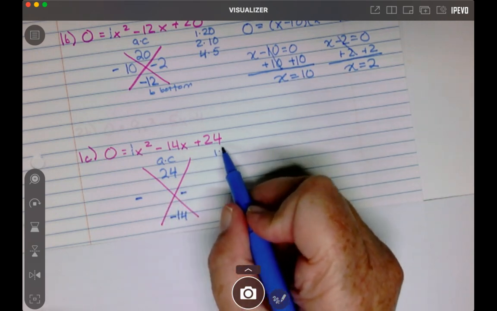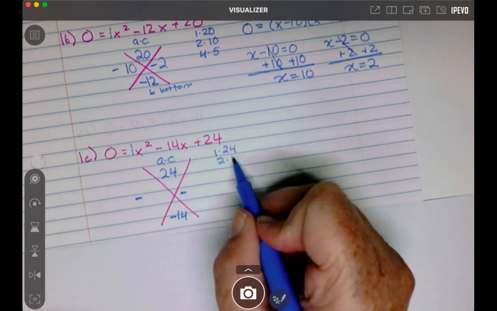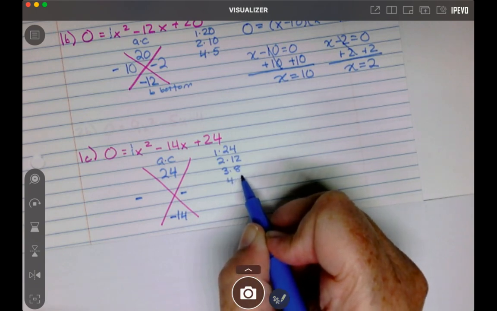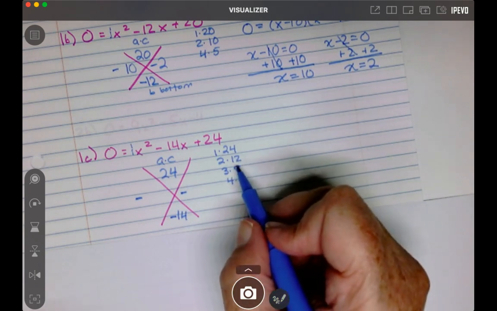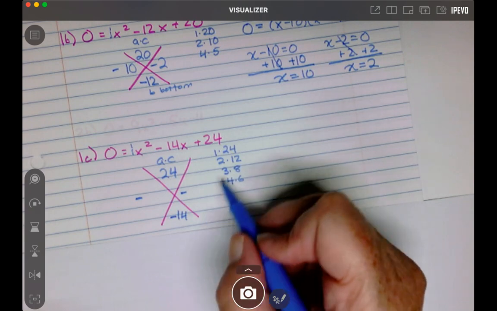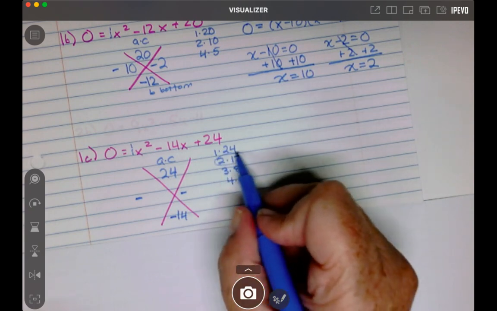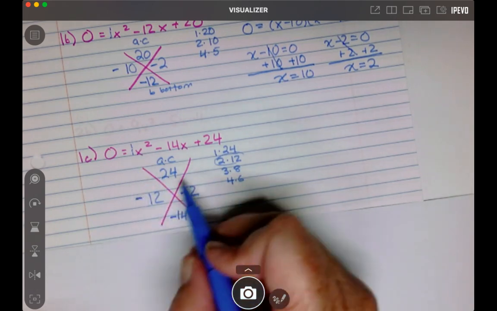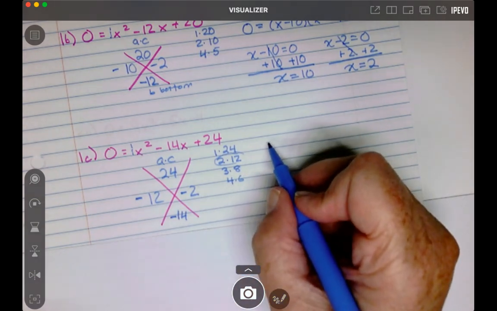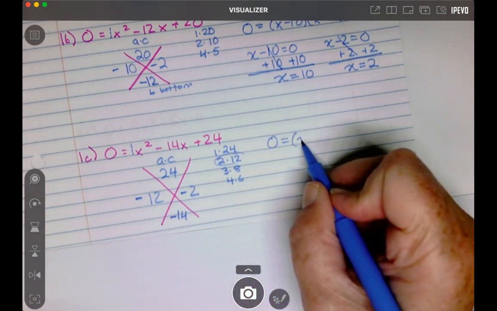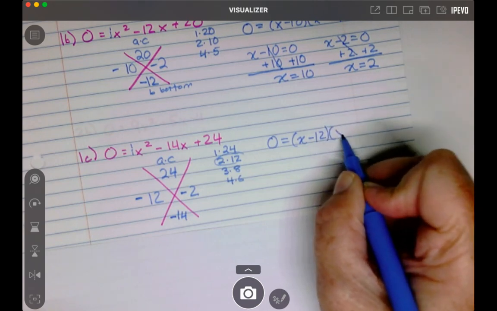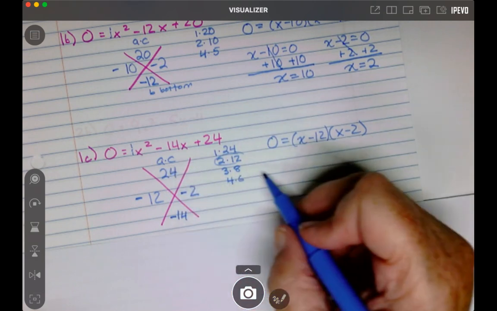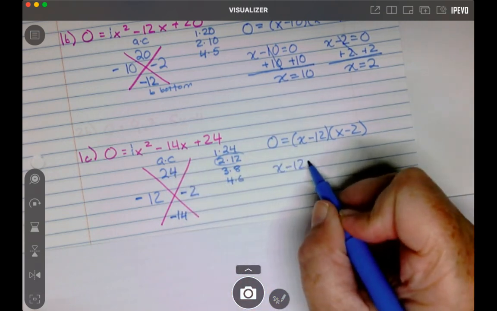24 has quite a few options. 1 times 24, 2 times 12, 3 times 8, 4 times 6. So which of these will give us a sum of 14 if they were both negative? That would be that one. So I'll do 12 and 2. Remember when a is 1, do the big X, write your factors, almost done. So here are my factors, x minus 12, x minus 2 equal to 0, because they told us to solve and they gave us an equal 0. Now I'm going to set each individual factor equal to 0.